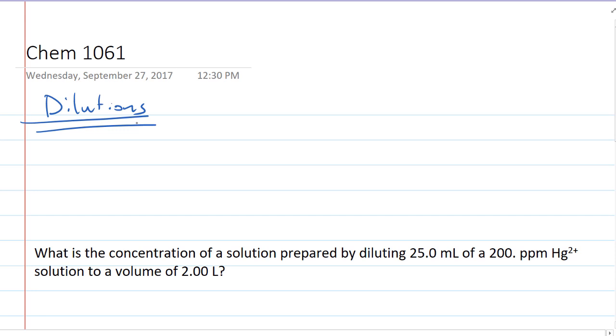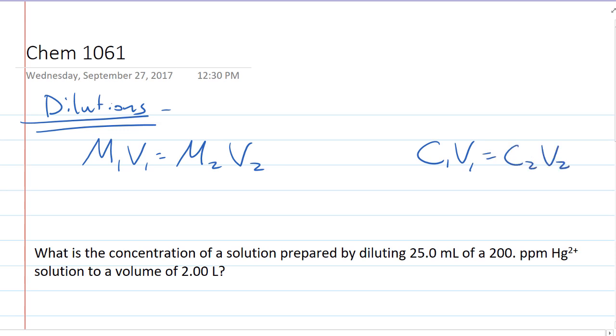And your text has a couple formulas on dilutions. One of the formulas looks like this: M1 times V1 equals M2 times V2. I like to write it a little bit more general. I like to write C1 times V1 equals C2 times V2. And part of the reasoning for writing it like this second way is because, once again, this is a more generalized formula than the first one.